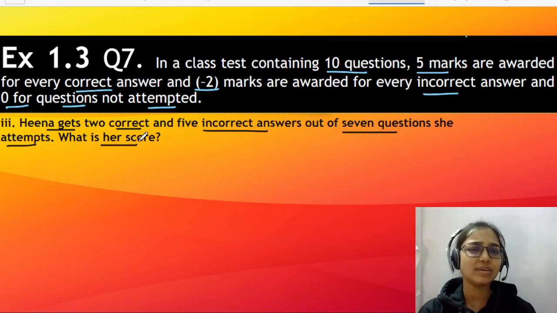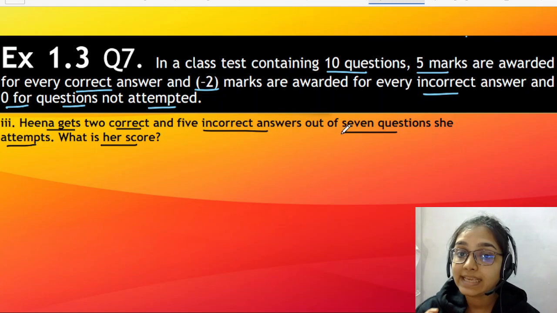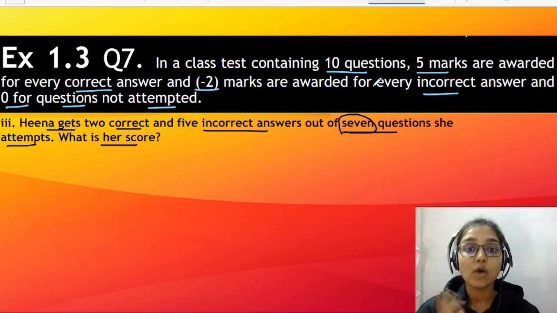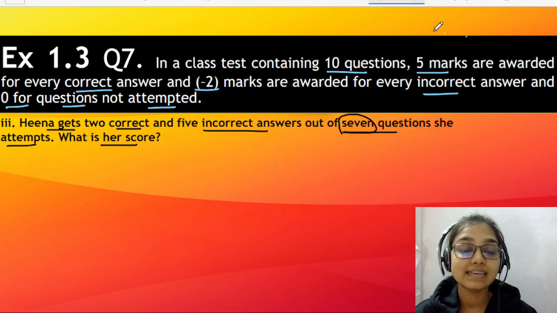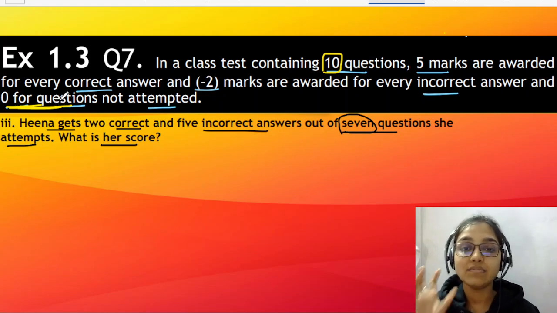Now there is a slight twist in this question. It's not similar to the previous 2 questions. Let's see how. So over here, she has attempted only 7 questions. But how many total questions have been asked in the paper? It's 10. So over here, we need to use this data as well. Marks that is awarded for the questions not attempted. That is, we need to use this 0 as well.